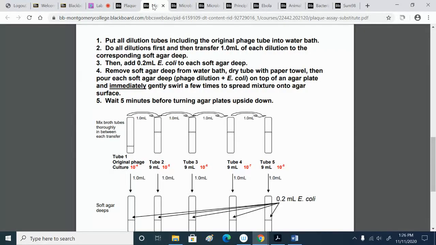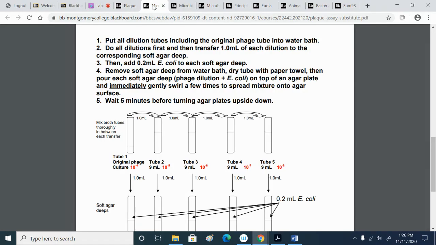And even the TSA plates we're going to pour on top of, we keep those in the incubator so they're nice and warm, because if you pour soft agar onto a cold agar plate, it immediately solidifies and you can't spread it. So we do keep everything warm in this experiment so we can spread our phage and E. coli mixture more easily.